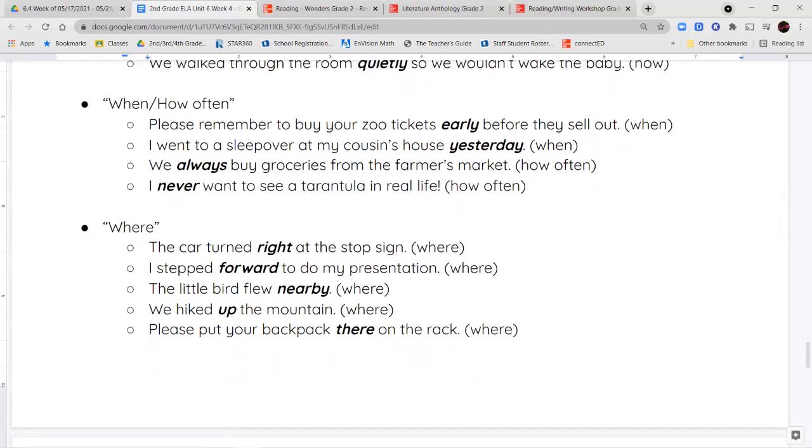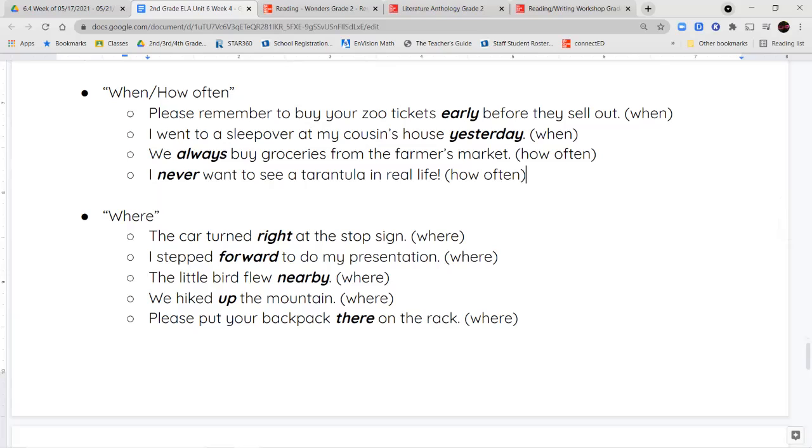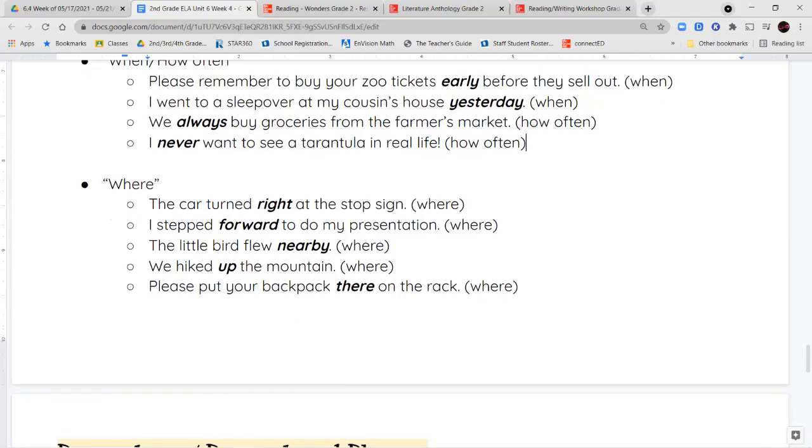We also have adverbs that tell where. The car turned right at the stop sign. So right tells us which way it's going. I stepped forward to do my presentation. The little bird flew nearby. We hiked up the mountain. Please put your backpack there on the rack. So these are all examples of words that tell you where.